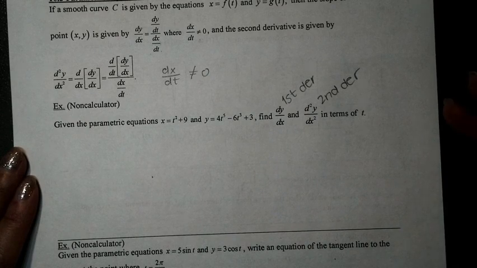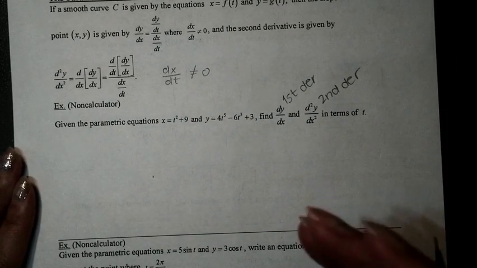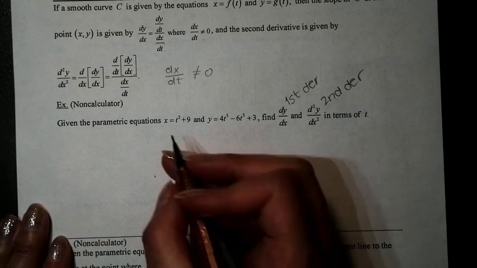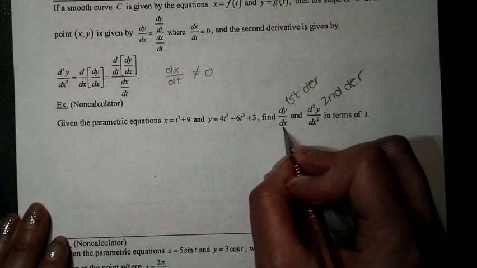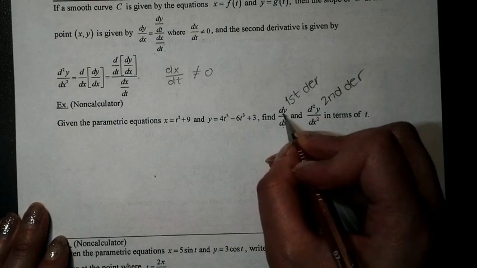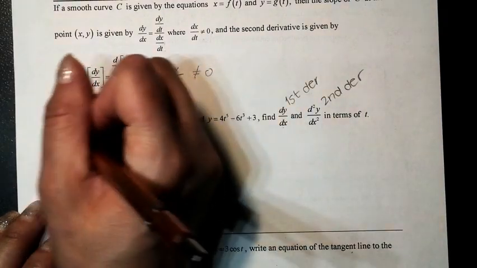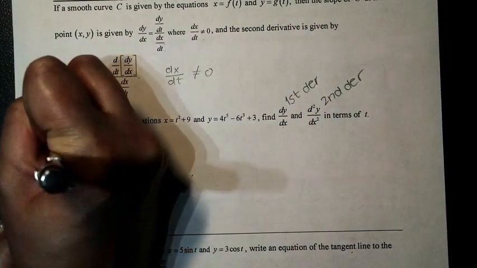Please get used to this. Be comfortable using this because you are going to use this notation a lot in multivariable calculus. Okay, so what are we going to do here? Well, you know that dy/dx is going to be equal to dy/dt over dx/dt. Okay, so what I'm going to find here is dy/dt.